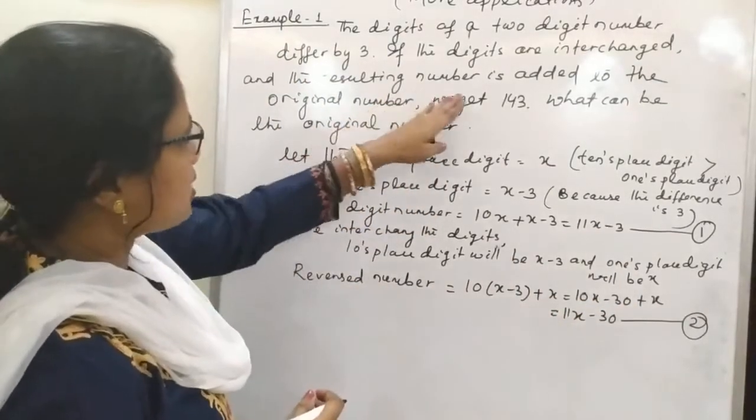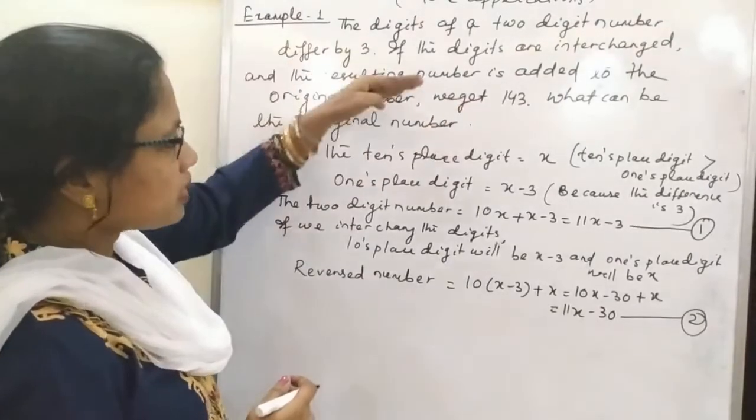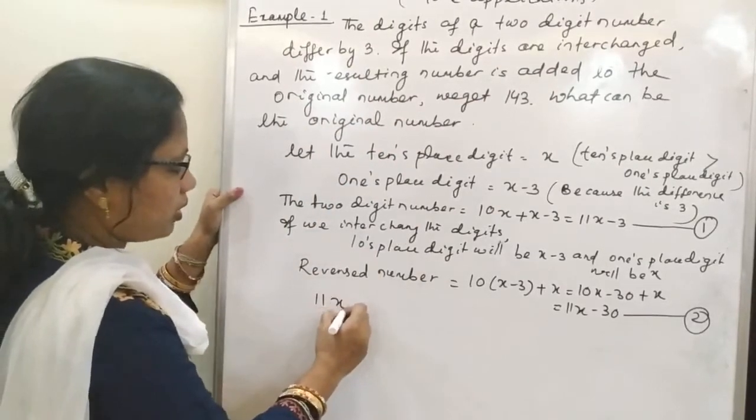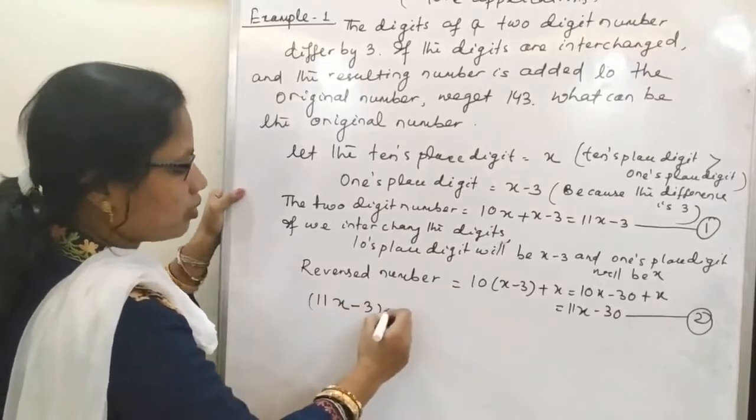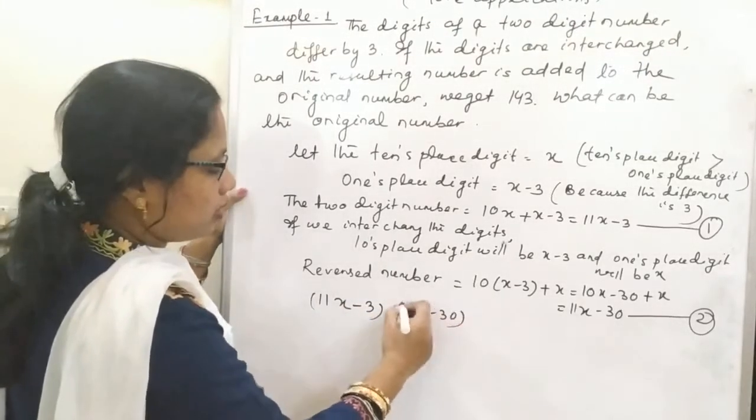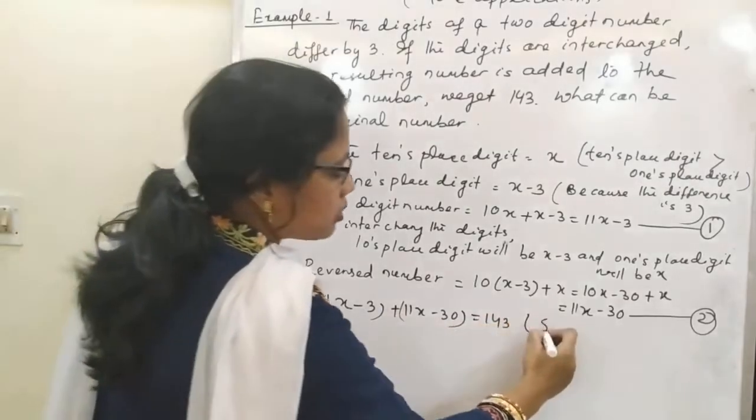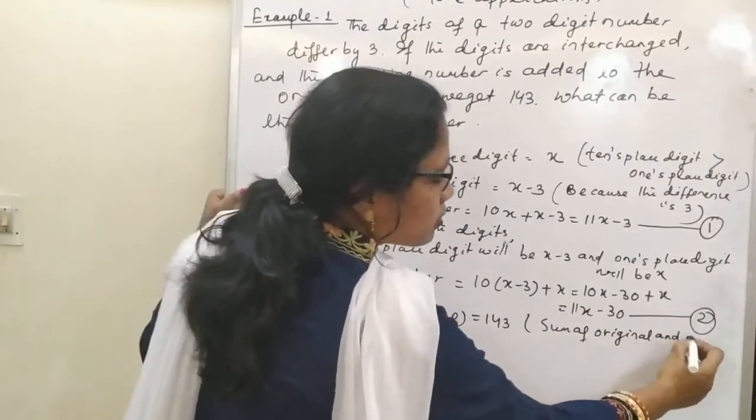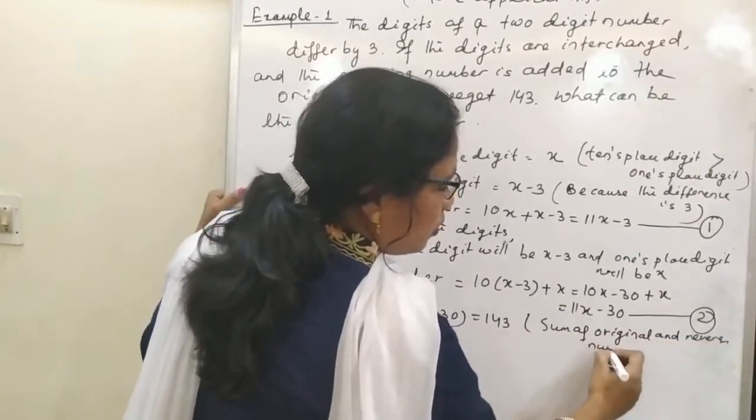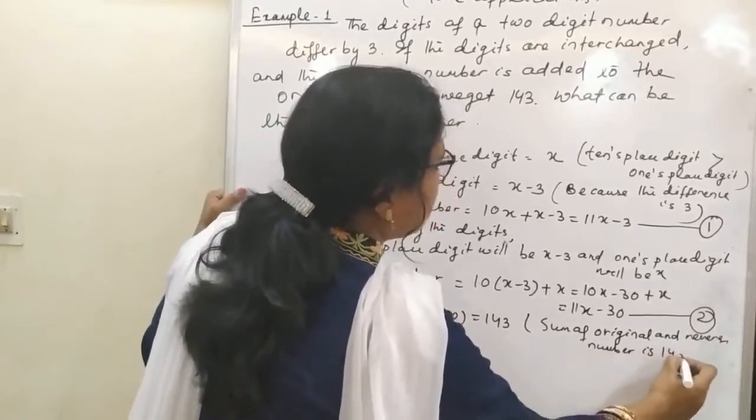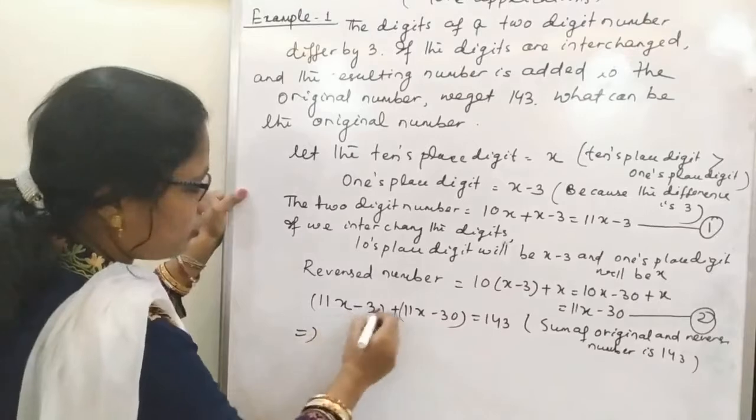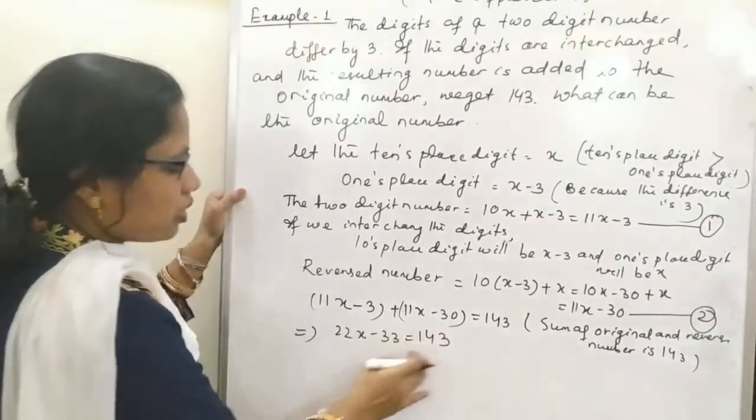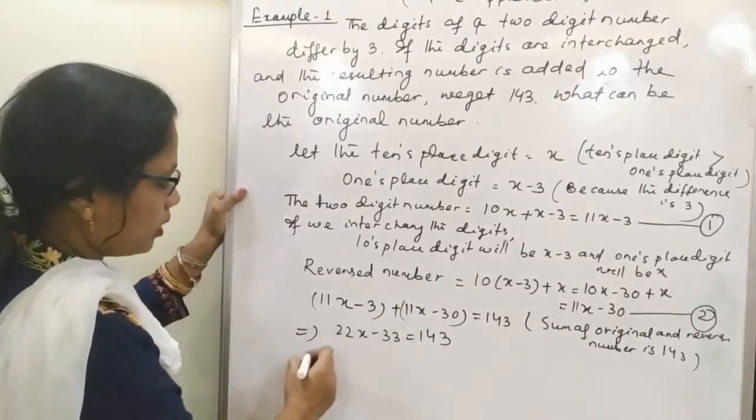And in the next sentence it is given that the sum of the original number and the reverse number is 143. So 11x minus 3 plus 11x minus 30 will be 143, as the sum of the original and reverse number is 143. So this implies, if we add, this will be 22x minus 33 is equal to 143. So we got this linear equation in one variable. Then we will solve it.